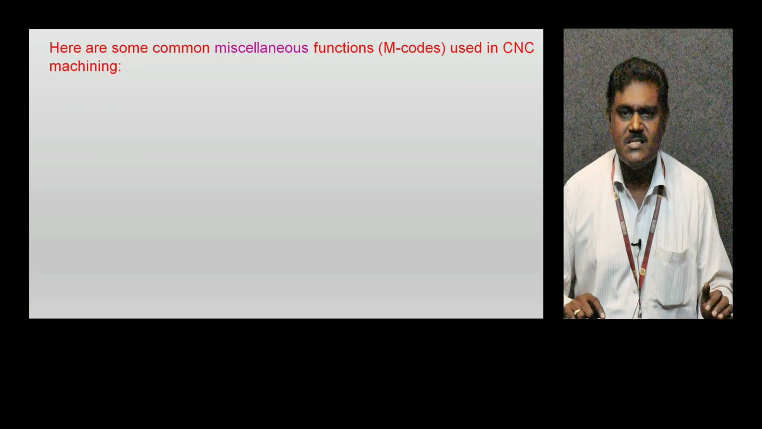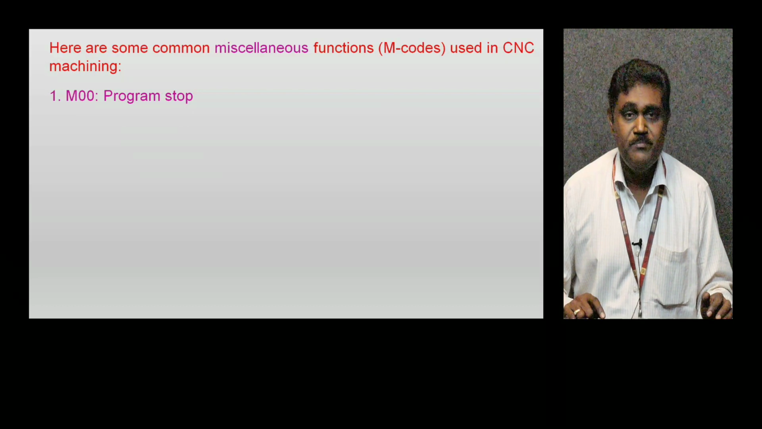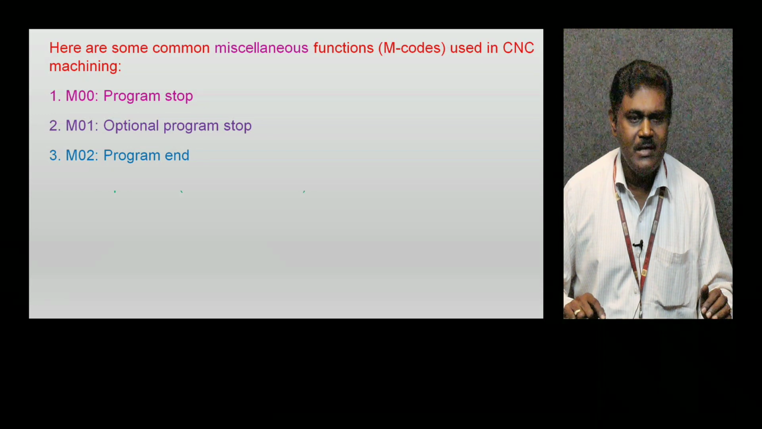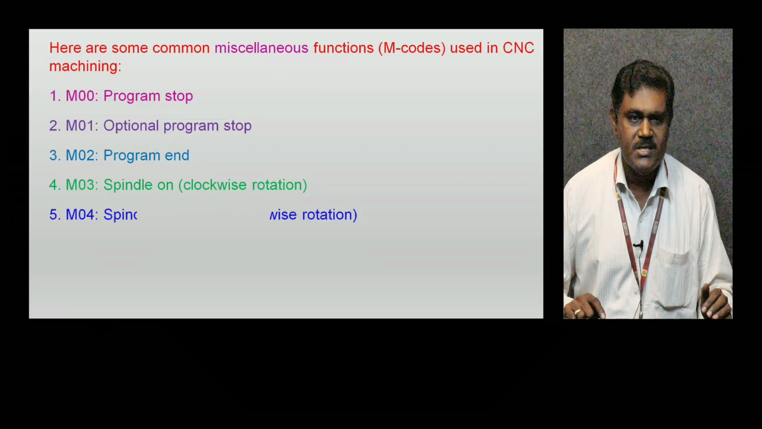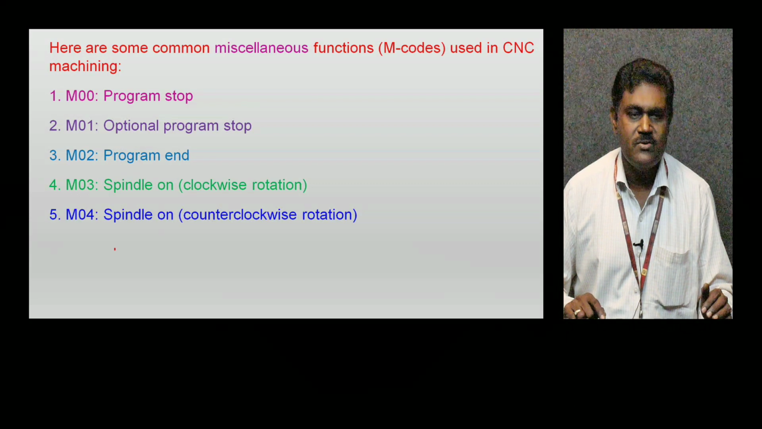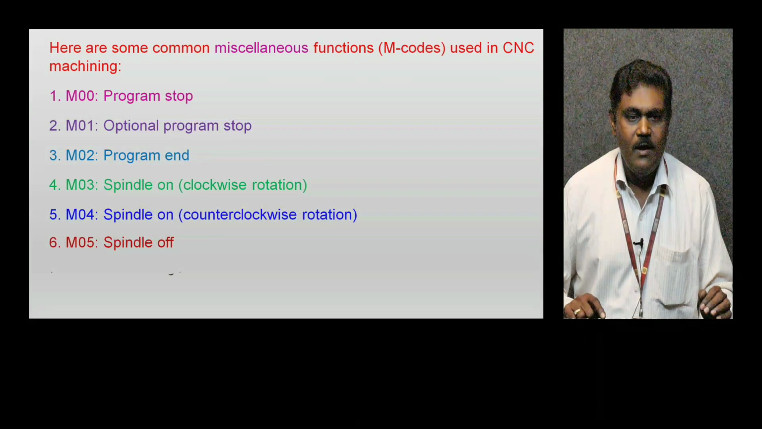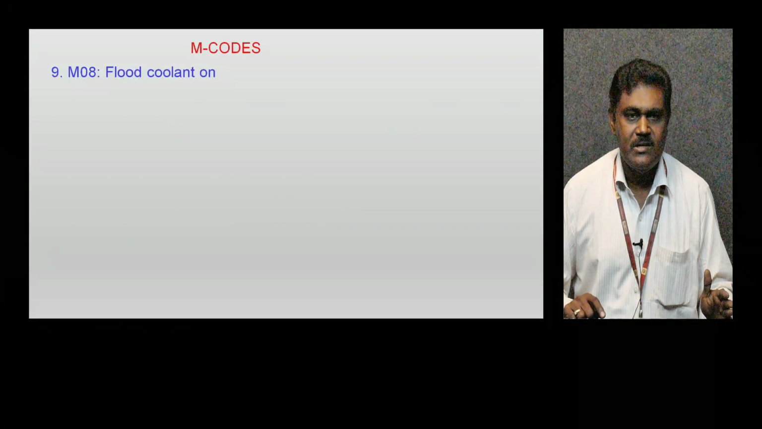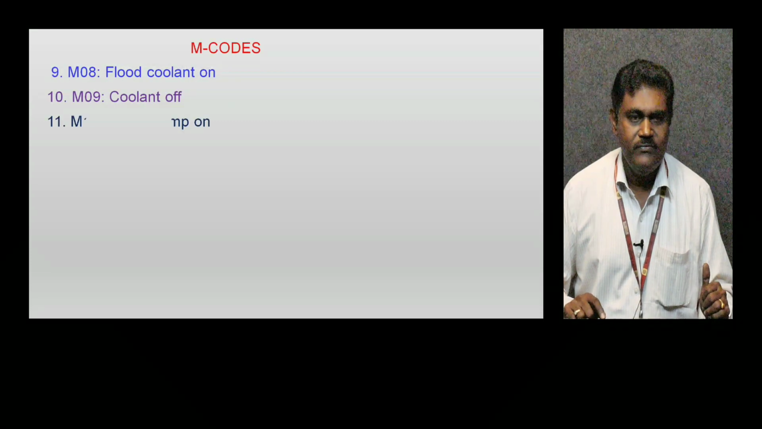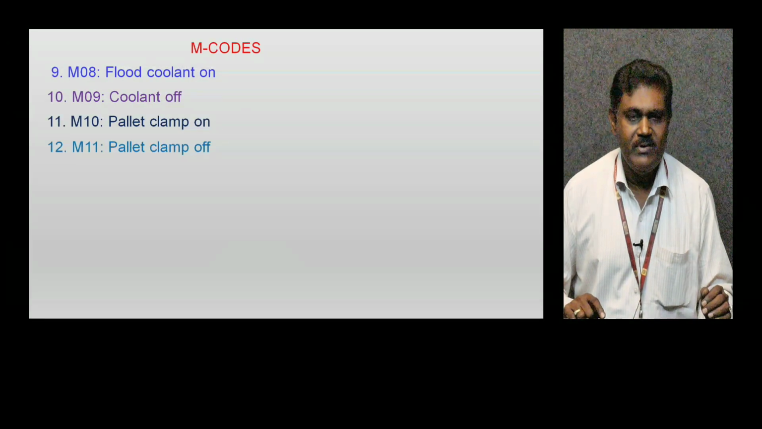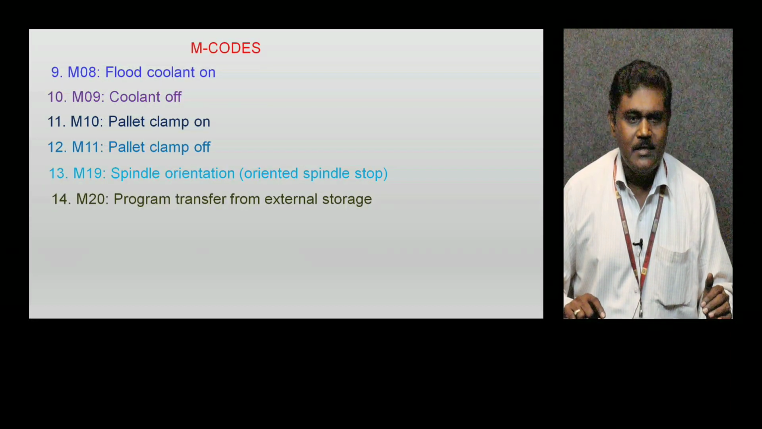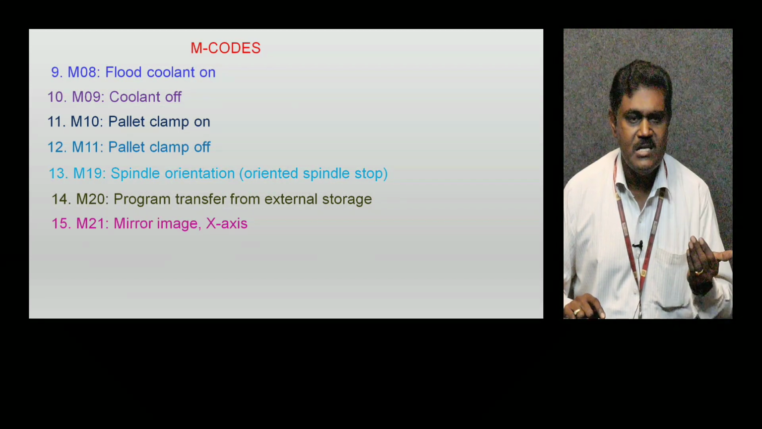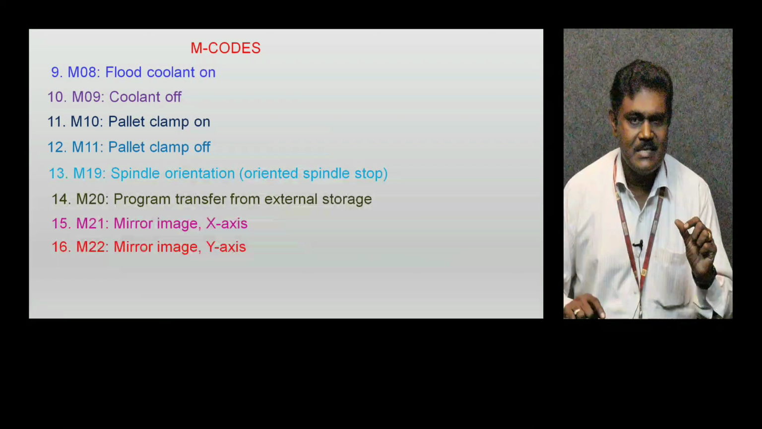Here are some common miscellaneous functions used in CNC machining. M00 program stop, M01 optional program stop, M02 program end, M03 spindle on clockwise rotation, M04 spindle on counterclockwise rotation, M05 spindle off. M06 tool change, M07 mist coolant on, M08 flood coolant on, M09 coolant off, M10 pallet clamp on, M11 pallet clamp off and M19 spindle orientation, oriented spindle stop, M20 program transfer from external storage, M21 mirror image X axis.